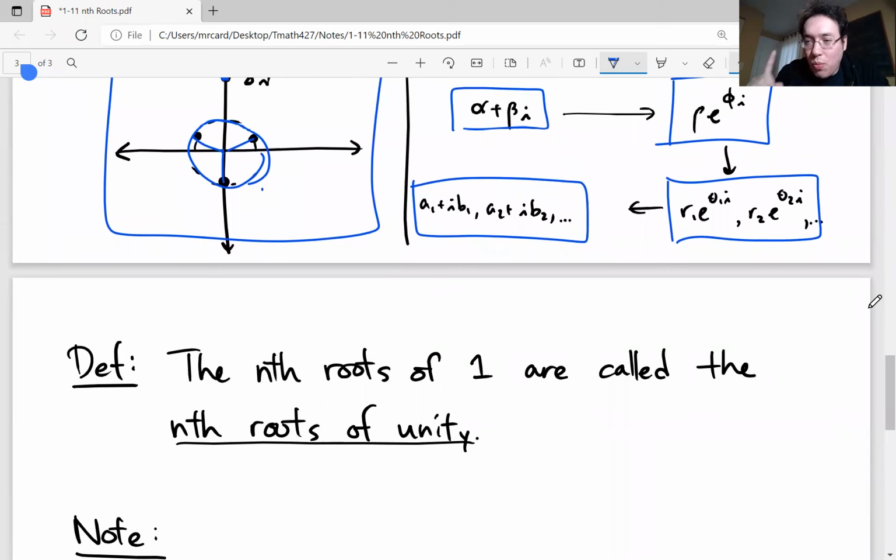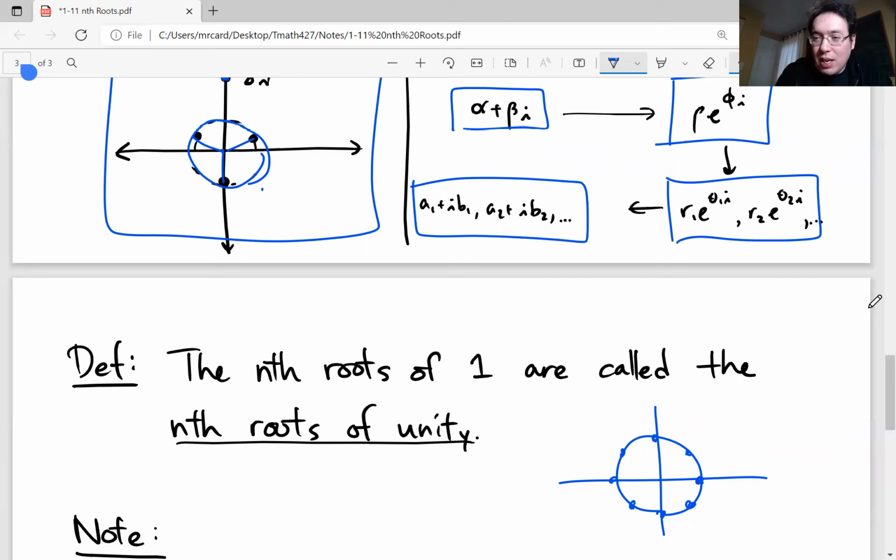Nth roots of 1 have a special name. They're called nth roots of unity. So this is all on the unit circle. 1 is always an nth root of unity because 1 to the nth power is always equal to 1. And then the other ones are equally spread apart, right? So if I'm taking, for example, 8th roots of unity, then I'll get 8 different roots of unity, all 45 degrees or pi over 4 radians apart.